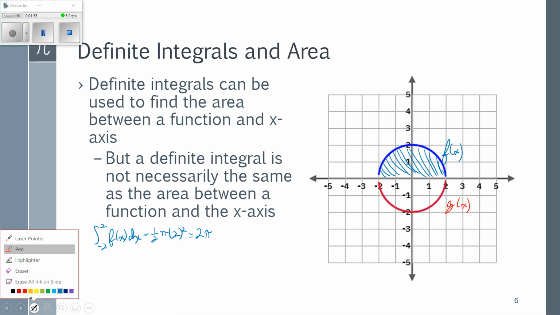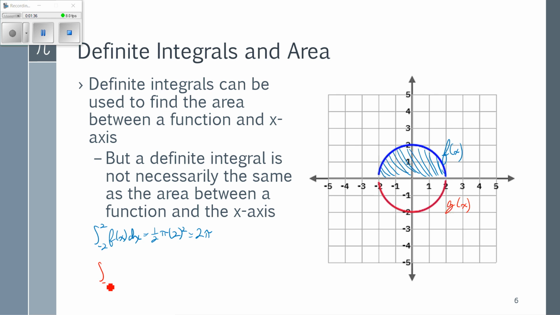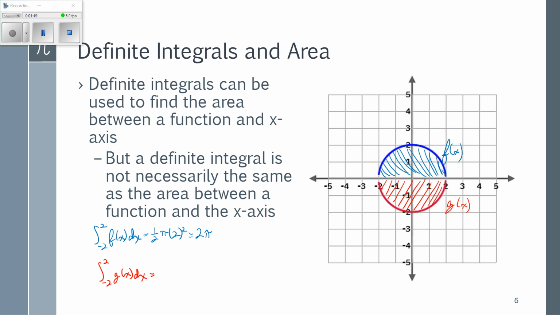But then if I say, well, what if I find the definite integral from -2 to 2 of g of x with respect to x, which is saying, what about this part? And this is going to be a value that's related to the area, but it's not going to be exactly the same as the area. And the reason for this is definite integrals are allowed to be negative because we said the height of the function is based on f of x, and f could be a negative value. However, area is never negative. Area is always a positive value.